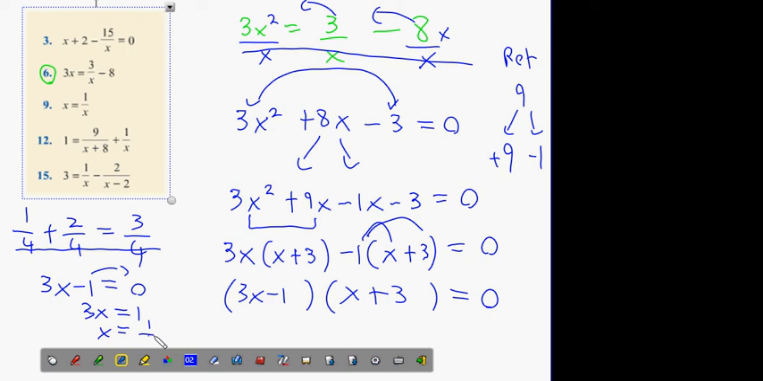And then after that, x plus 3 equals 0, so x equals minus 3. So guys, what we've done there is we've done 3 and 6, okay?